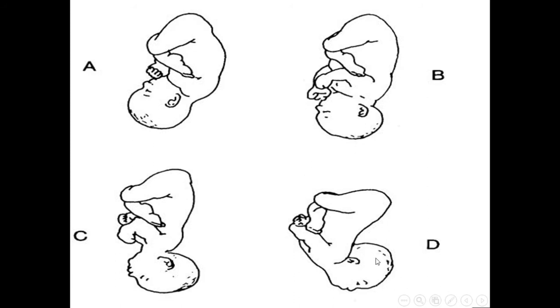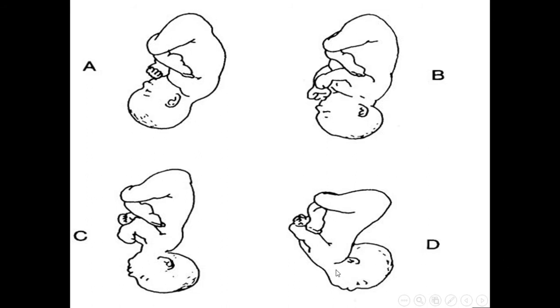But if the fetal head is extended like this, we have what's called the face presentation, because the baby is going down by his face. In vertex position, again, the baby will descend by the vertex, which is the highest part of the fetal head, the center of the fold of the skull.